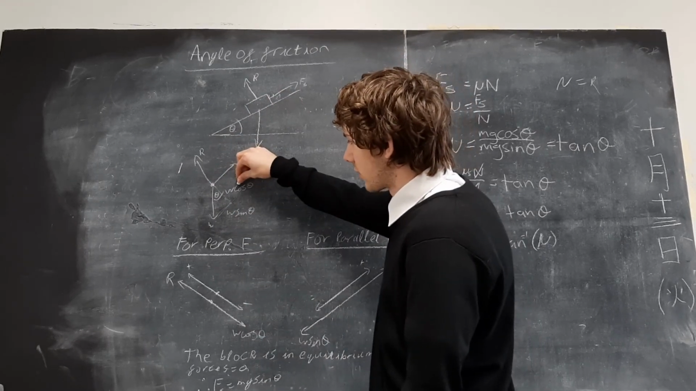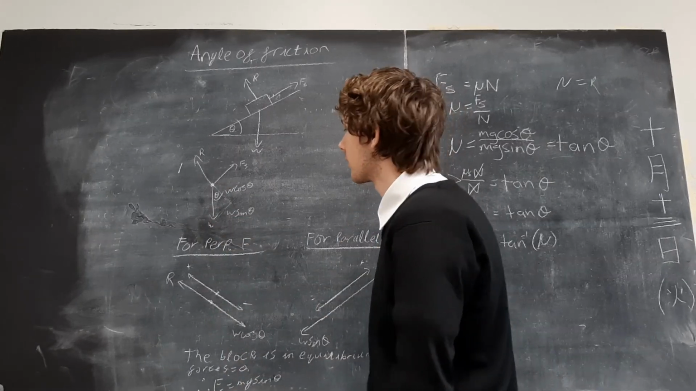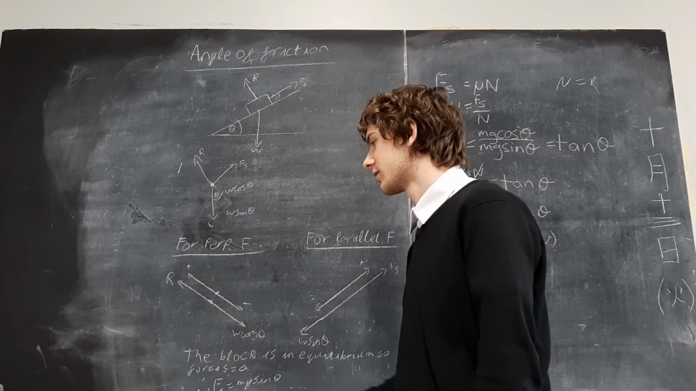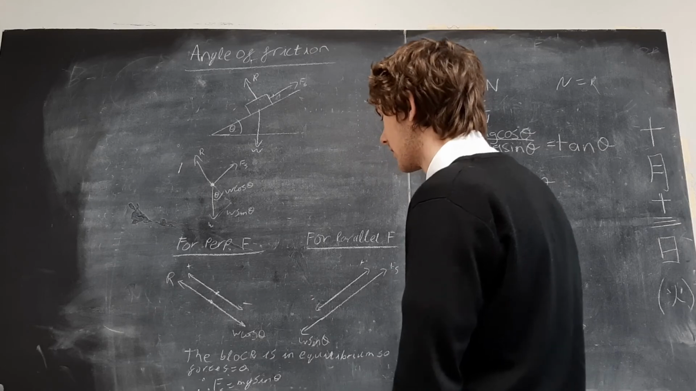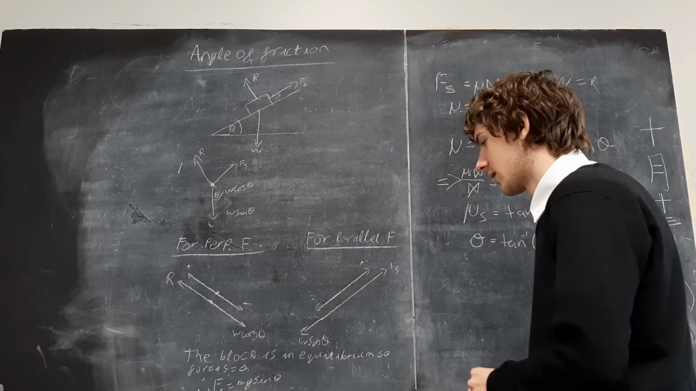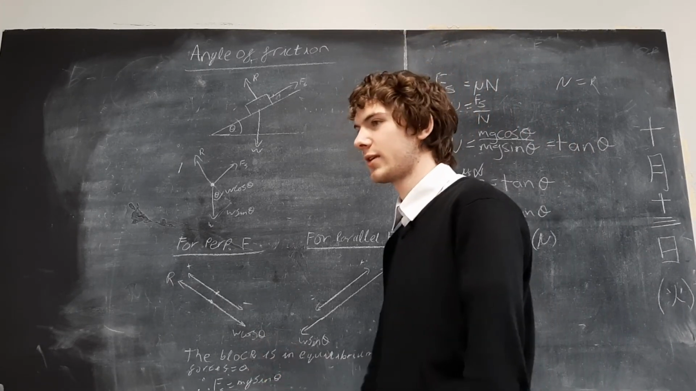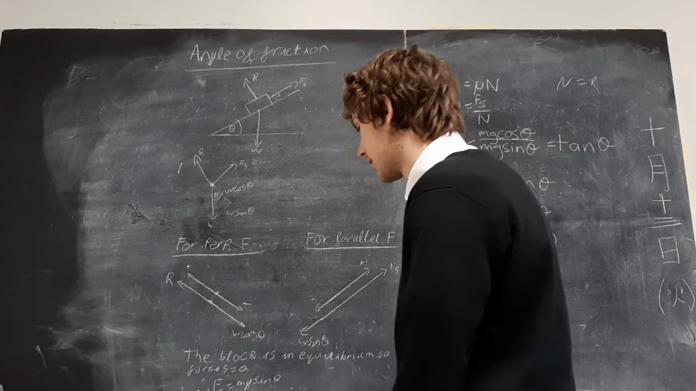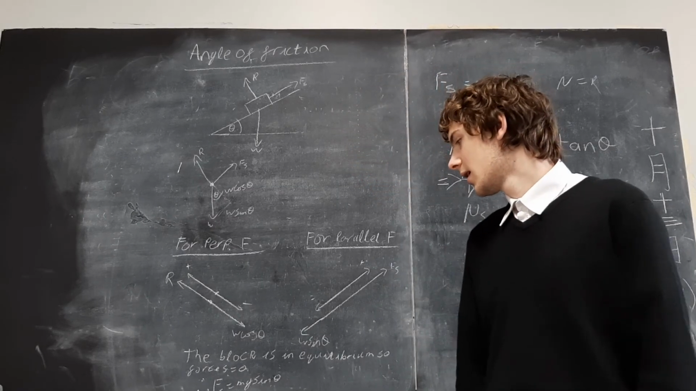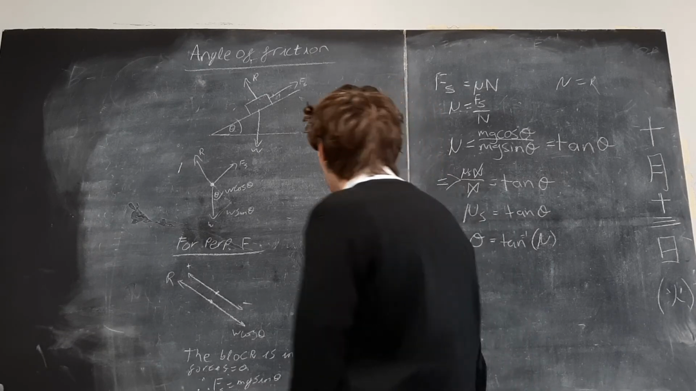So we end up with W cos theta and W sin theta as the two components of W. So for perpendicular forces, we have R and W cos theta, where R is positive and W cos theta is negative. And for parallel, we have Fs being positive and W sin theta being negative. The block is in equilibrium, so the forces equal 0, which then gives us the force of friction equaling mg sin theta, and R, the reaction force, equaling mg cos theta.